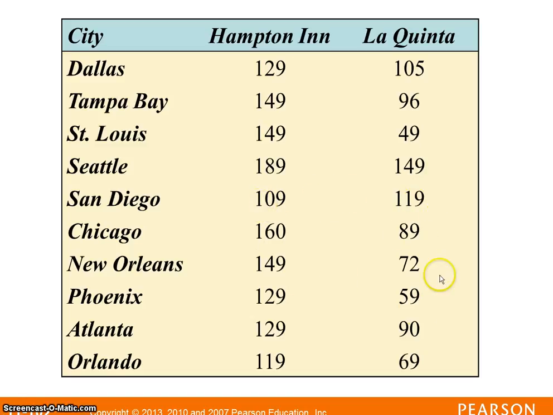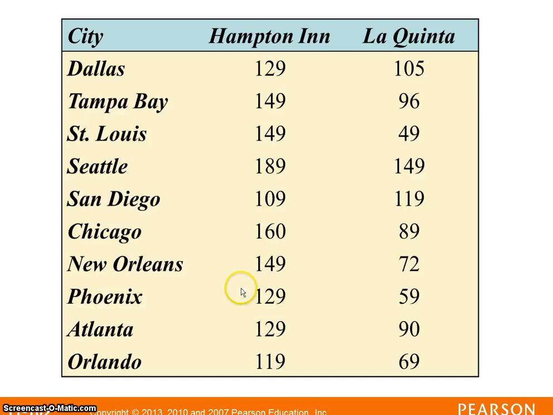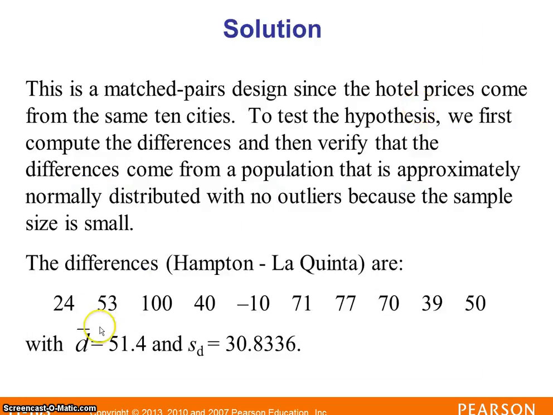It all depends on the city. Generally it would seem like the Hampton Inn prices are more expensive. But the question is, is there a difference? Remember, we need to look at the difference between these two data sets, not the actual values. So we'll compute the differences. The difference between this price and this price is 24. The difference between this price and this price, for example, would be 53. So calculate the differences, then calculate the average of those and the standard deviation.